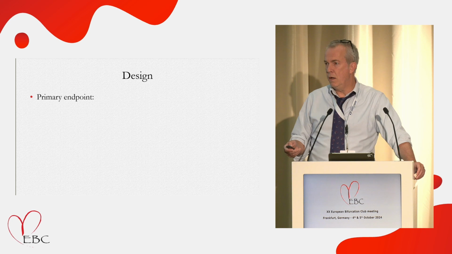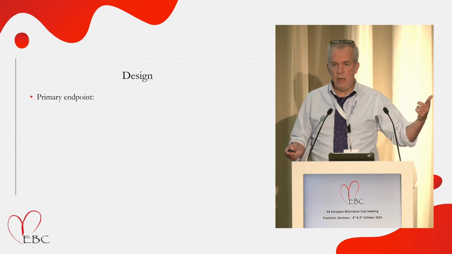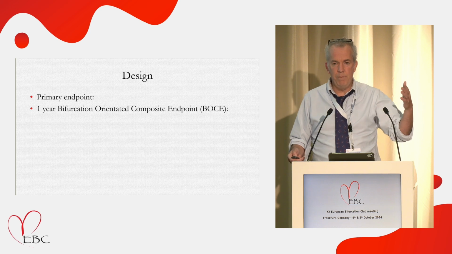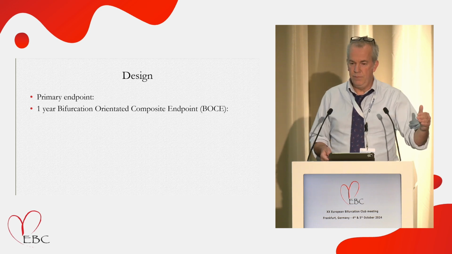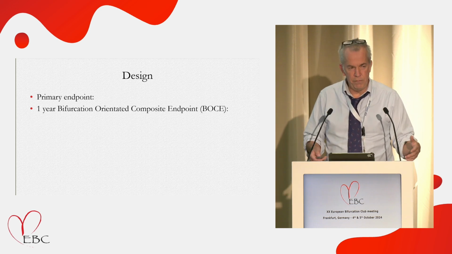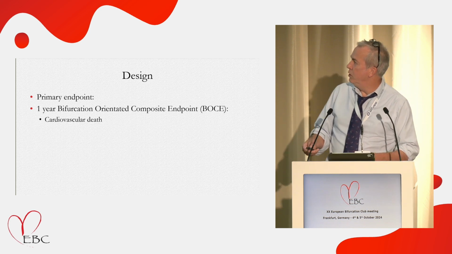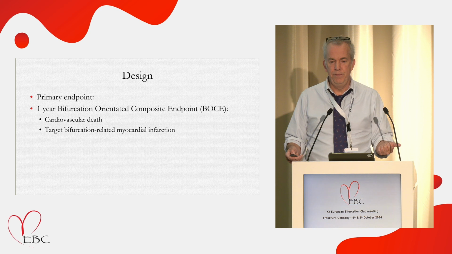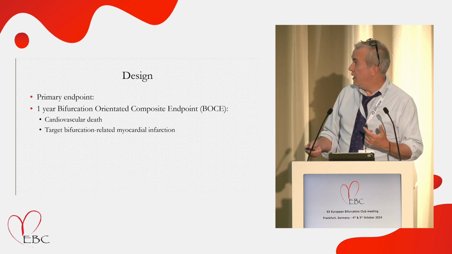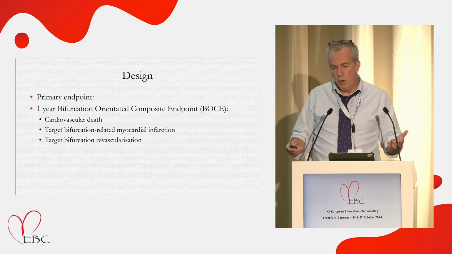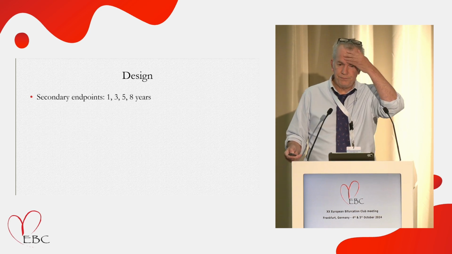Okay, so I'll come to some of the inclusion criteria in a minute, but it's going to be one-to-one randomization with the primary endpoint at 1 year. It's a bit of a mouthful, this bifurcation-orientated composite endpoint of cardiovascular death, target bifurcation-related MI, and target revascularization. Okay, so not much argument probably around that.